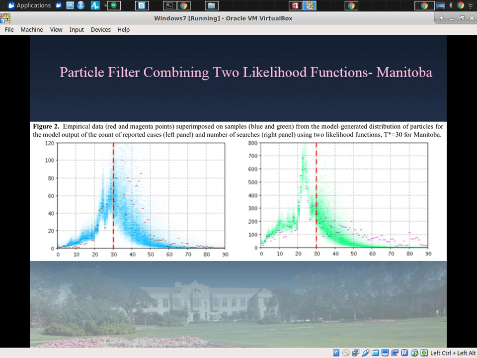Take a look at the data here for search, okay? The data for search is pretty interesting as well.